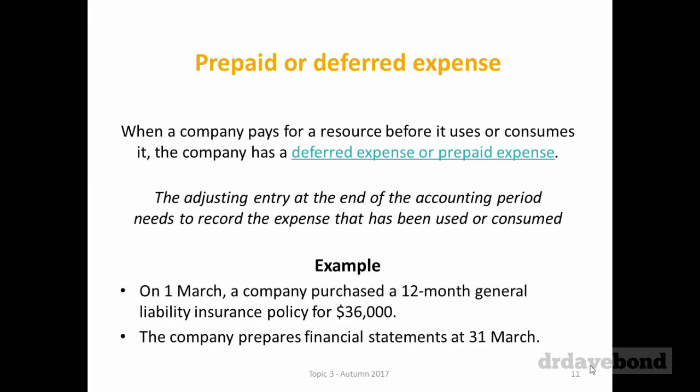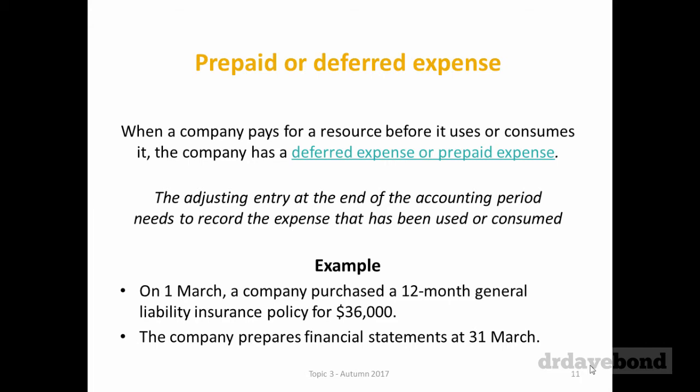And that's actually what is going to happen here, in that on the 1st of March, a company purchased a 12-month general liability insurance policy for $36,000. When they buy it, that's not an expense for them because they get the benefit and they'll consume that over 12 months. So at that point in time, it's an asset, and a month later, on the 31st of March, that's when their financial year ends. So at that point in time, they've consumed 1 month.